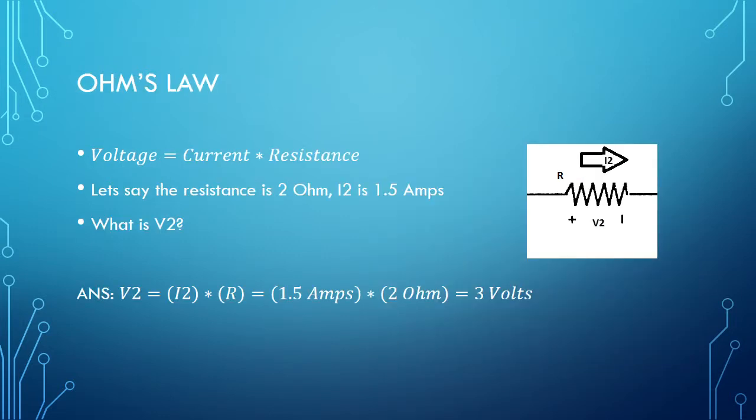Ohm's law gives us a relationship between electrical resistance, current, and voltage. As an example, we can determine the voltage potential V2 by using Ohm's law. Given a current I2 of 1.5 amps, a resistance of 2 ohms, we determine that the voltage V2 is 3 volts. It is important to note that the current I2 is constant across the junctions shown.